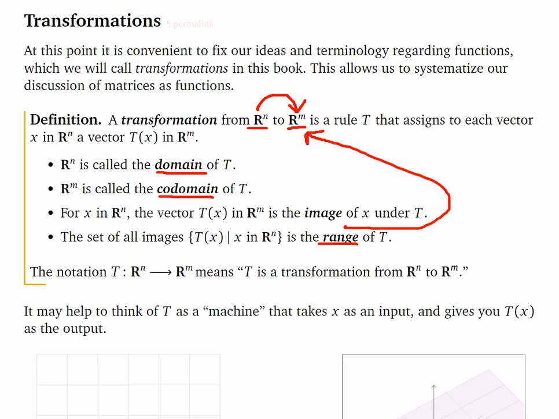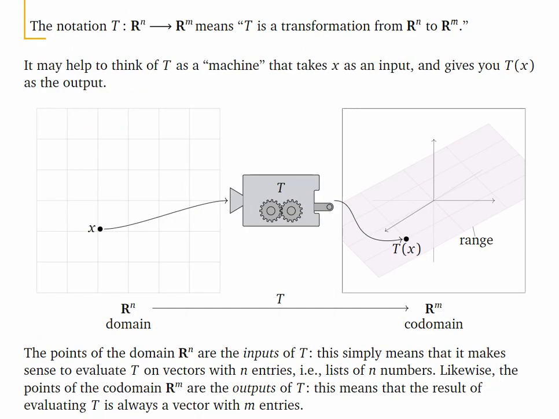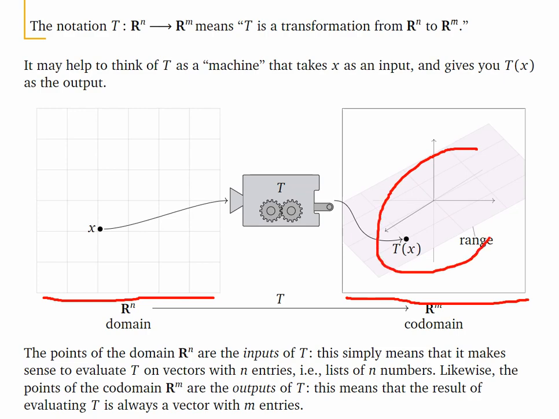So Rm is called the codomain, the place where the vectors get mapped to, and then the range is whatever part of Rm, the actual vectors that we can find in Rm that do have a preimage, right? Some x in Rn. So the book gives a helpful image, right? So here's the domain of Rn in Rn, and here's the codomain, right? But the range may only be a subset in the codomain.